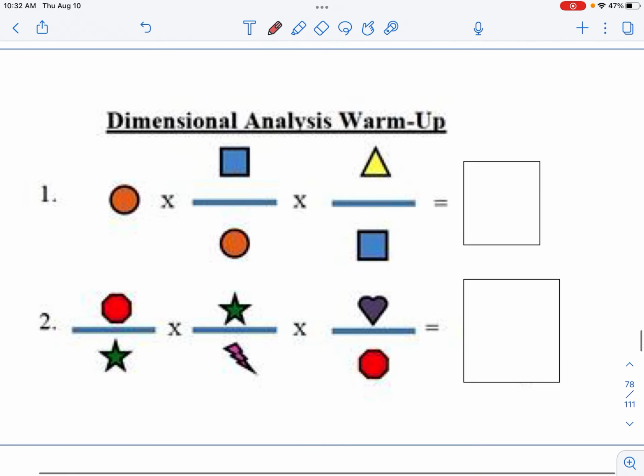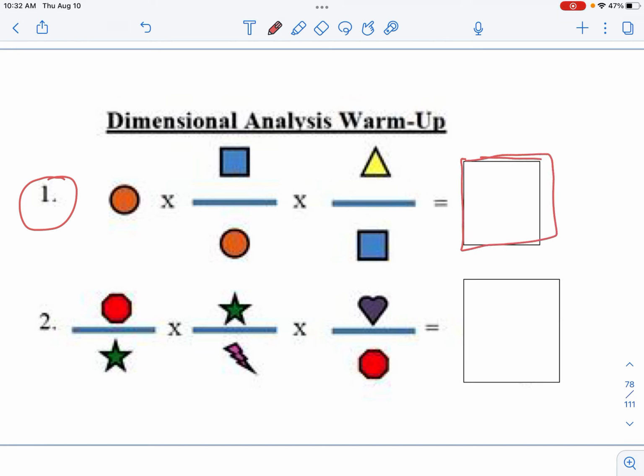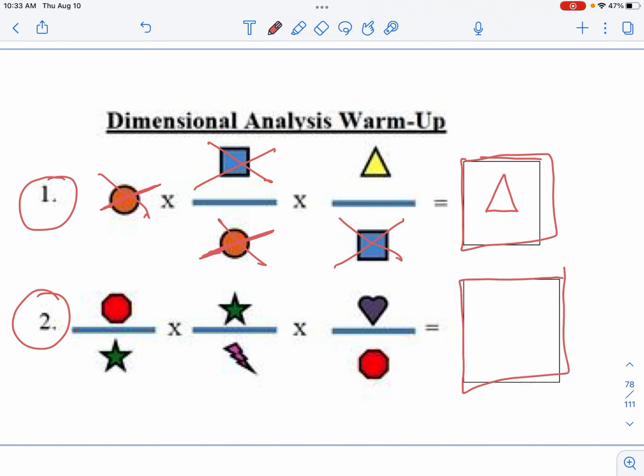So just to get us started, get the idea of what dimensional analysis is, take just a second and think about what shape should be in the box for question number 1. All right, so if you're thinking yellow triangle, you would be correct. And so how do we know that? We know that whatever's on top of a fraction, if that same thing is on the bottom, then they're going to cancel out. So our circles cancel out, our blue squares cancel out, so all we're left with is the triangle. Okay, so take just a minute, think about question number 2. What shape do you think should be in the box?